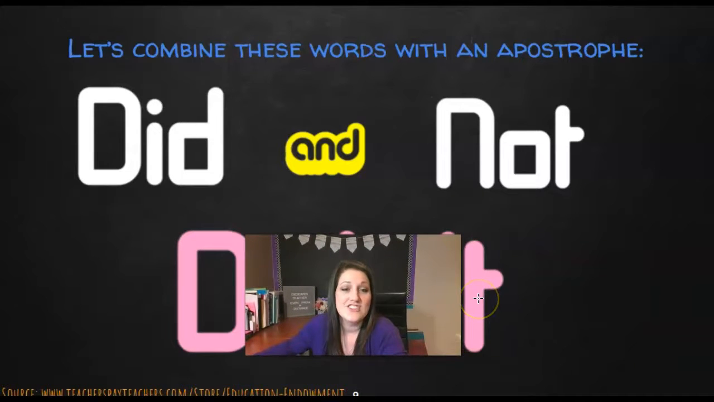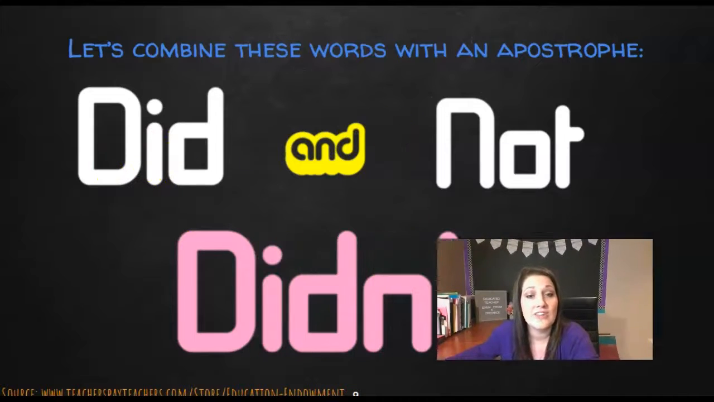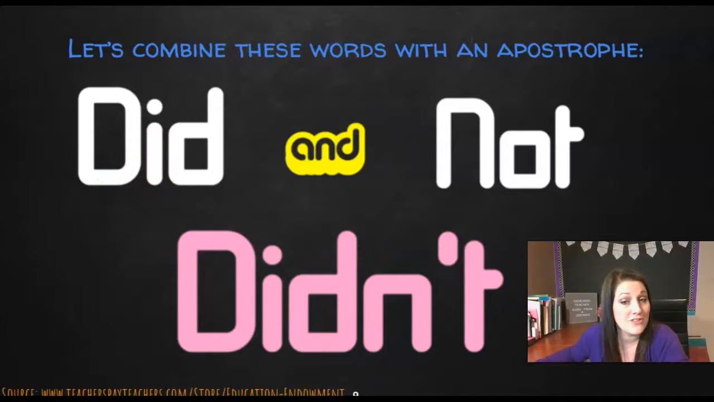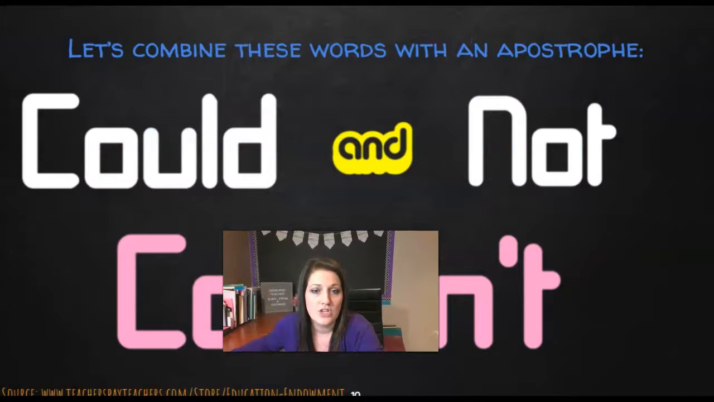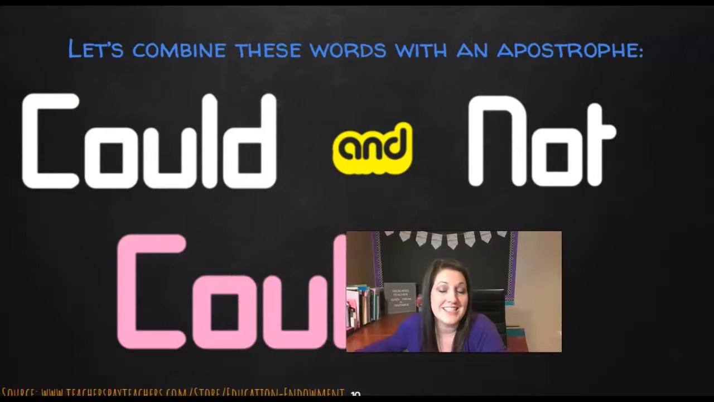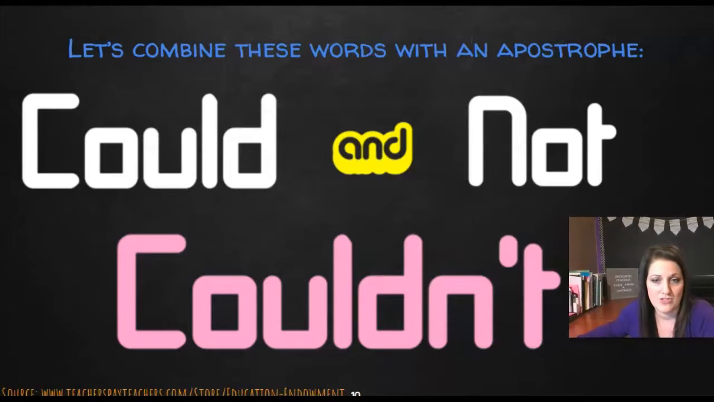So did and not. What happens when we put those together? I did not hear you. You would say I didn't hear you. So you keep the D-I-D-N, get rid of the O, put an apostrophe there instead, and then leave the T. So didn't. All right, let's do another one. Could and not. I could not hear you. I couldn't hear you. So we keep all of the letters of could, but with the not, we get rid of the O and put the apostrophe.